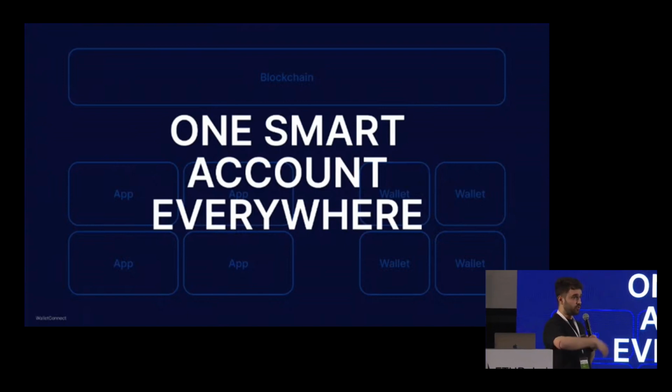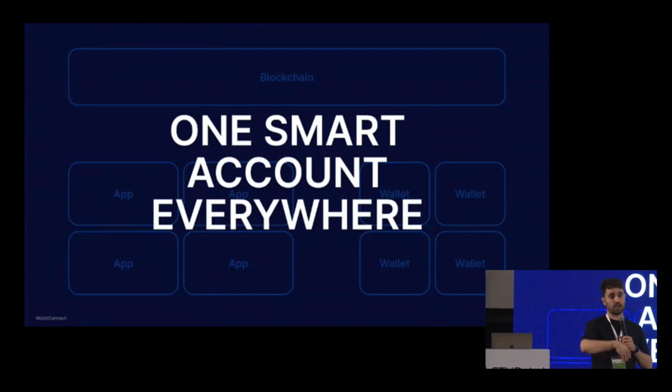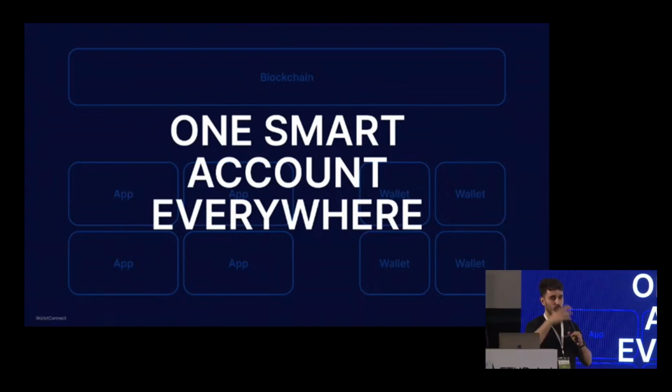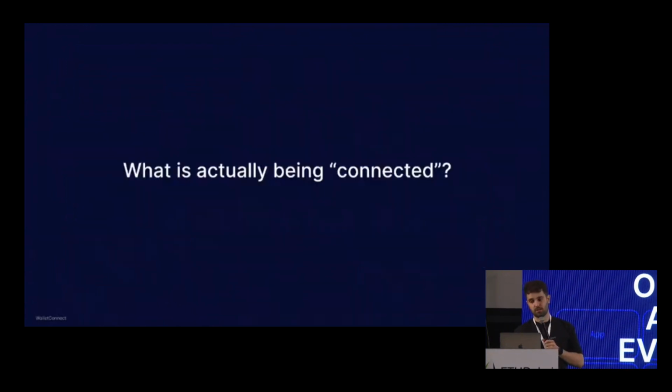We reduce the complexity a lot, because now you don't have to worry about having accounts there, and then some assets are in another account. You can just have one smart account. And because you have multiple signers, those signers can be distributed in multiple applications and wallets. But at the end of the day, in the blockchain, you have a single smart account being tracked, which makes the experience much, much easier.